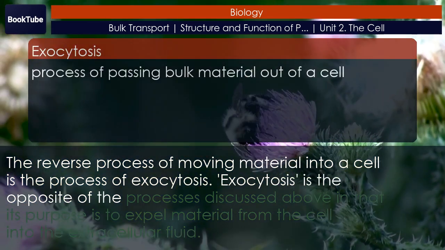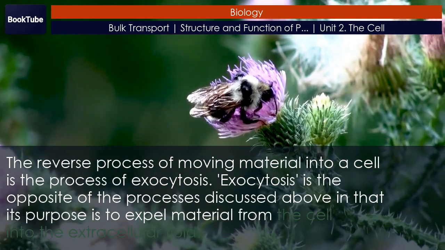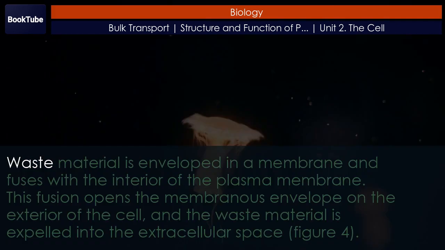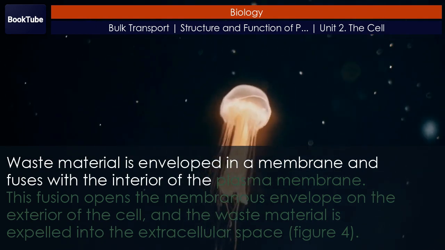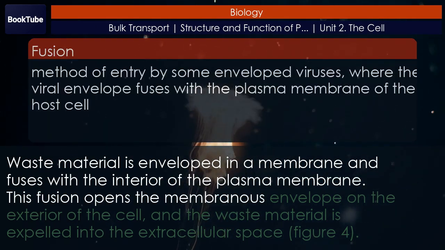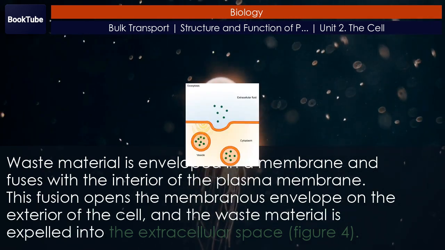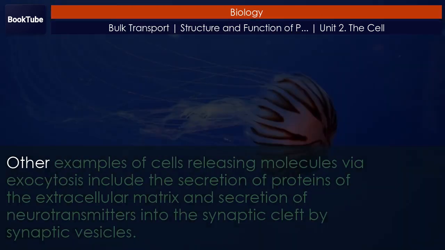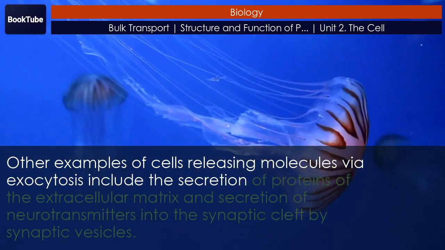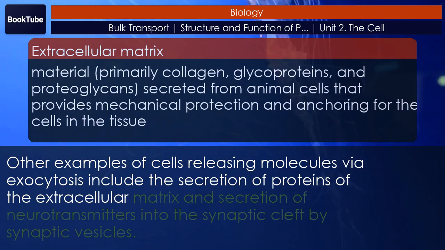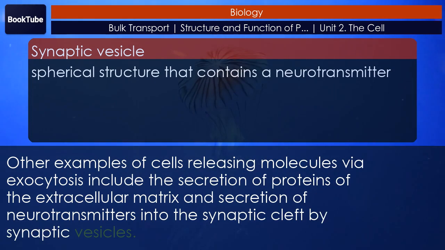Exocytosis is the opposite of the processes discussed above in that its purpose is to expel material from the cell into the extracellular fluid. Waste material is enveloped in a membrane and fuses with the interior of the plasma membrane. This fusion opens the membranous envelope on the exterior of the cell, and the waste material is expelled into the extracellular space. Figure 4. Other examples of cells releasing molecules via exocytosis include the secretion of proteins of the extracellular matrix and secretion of neurotransmitters into the synaptic cleft by synaptic vesicles.